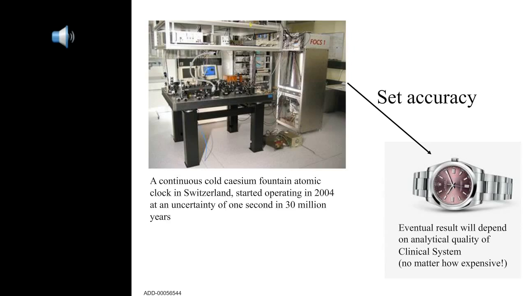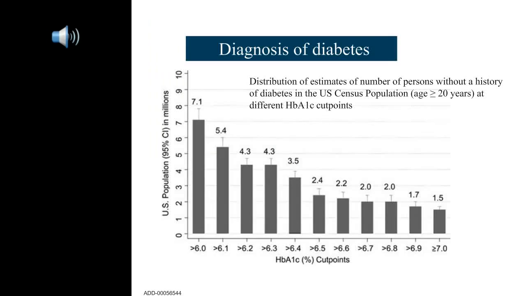But in our laboratories, we have our routine methods, and no matter how good those methods are, the results we produce are only as good as the method we use. So we can set our accuracy, but the quality of the methods we use in our laboratories is still ultimately the most important thing.